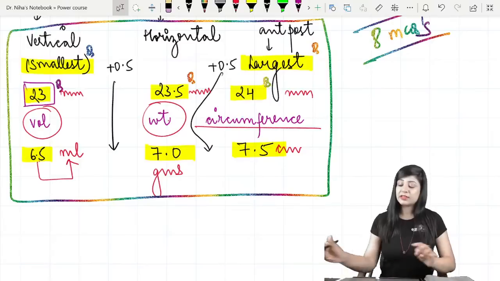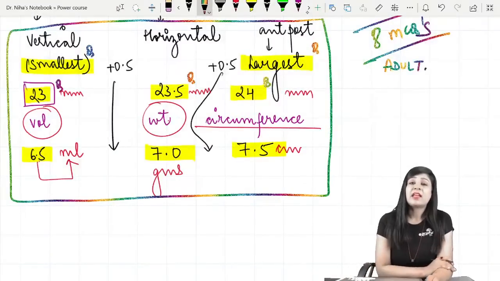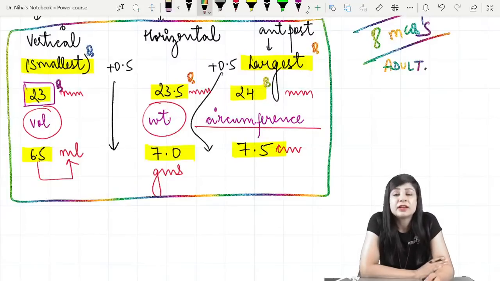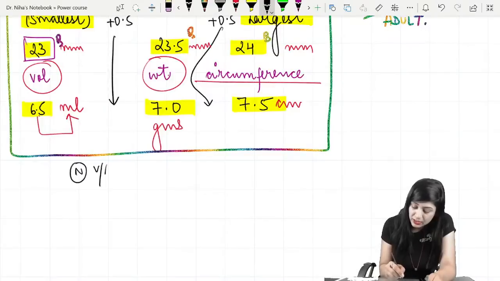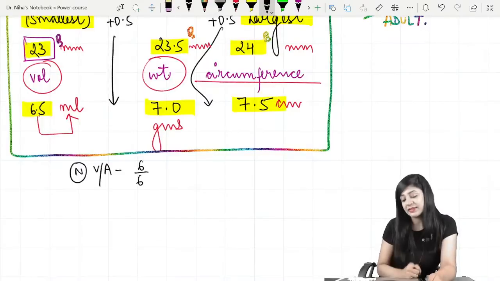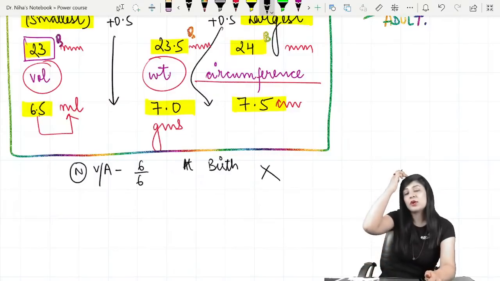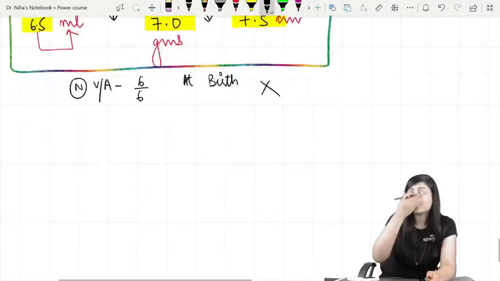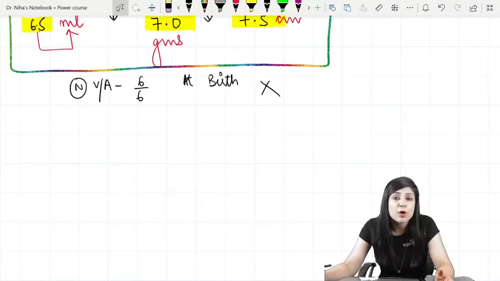So these are actually the adult diameters. At the time of birth, the eyeball will be different. It will be smaller. Do you know the normal visual acuity, guys? Normal visual acuity is 6 by 6. And at the time of birth, we do not have 6 by 6. That is why we can say that the eyeball is smaller at the time of birth. The baby has a small eyeball and that will slowly and gradually grow.